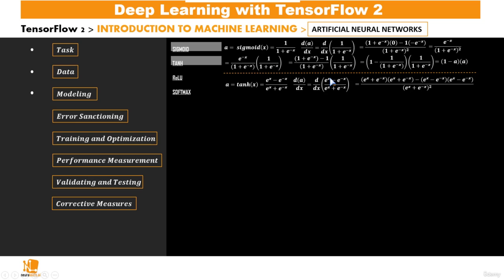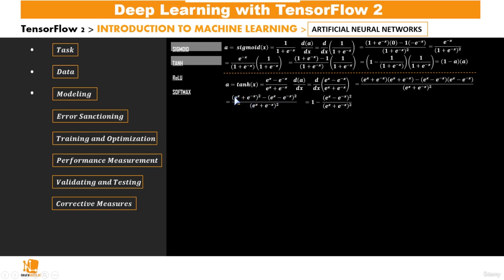Differentiating this entails differentiating e to the x, which gives us e to the x. Differentiating minus e to the negative x gives us plus e to the negative x. So we have the denominator times the derivative of the numerator, which is this, minus the numerator, which is this, times the derivative of the denominator, divided by the denominator squared. And simplifying, this times this gives us e to the x plus e to the negative x, all squared, minus this times this, divided by this.